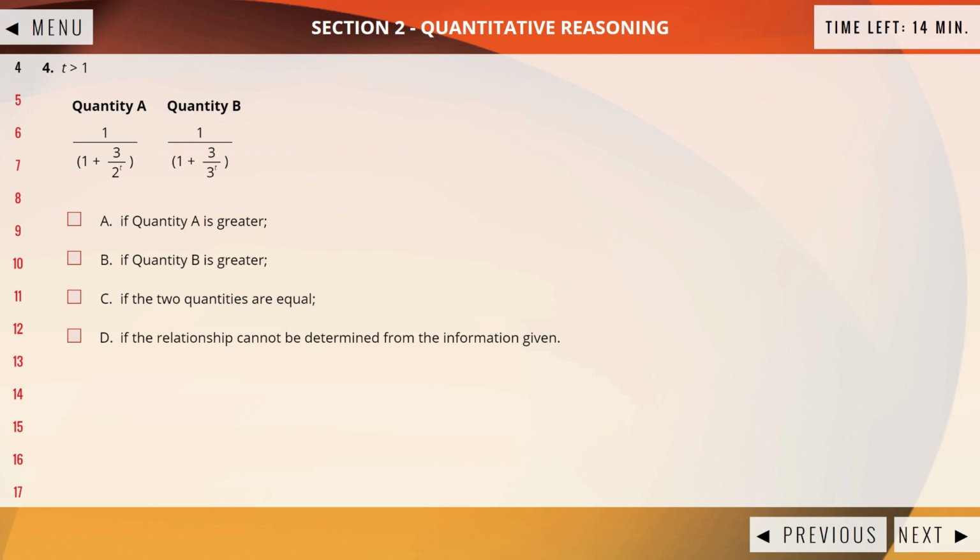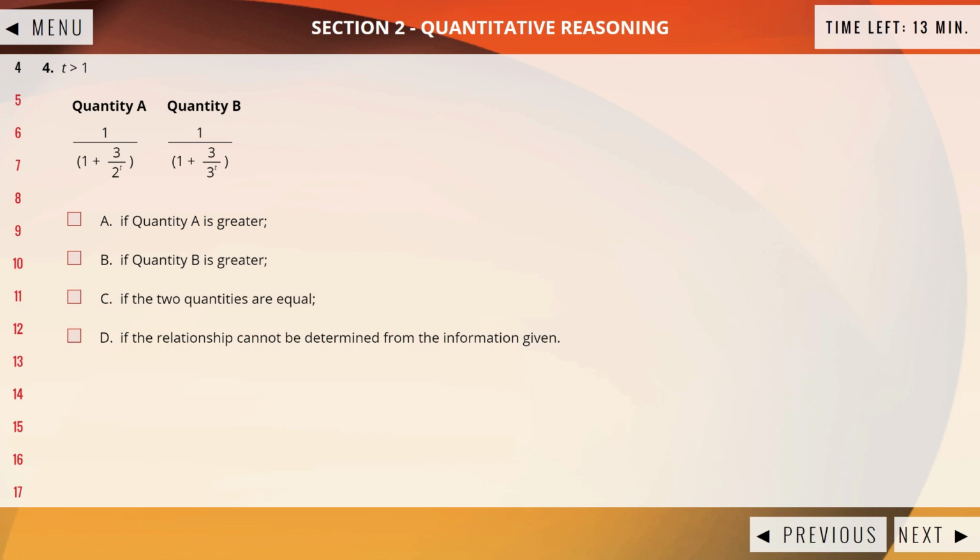Which is bigger? 1 over that or 1 over that? Well, let's just think about this logically. Given that t is greater than 1, if you look at the bottom, the only difference between those fractions is that you've got a 3 to the t and a 2 to the t. And 3 to the t, because t is greater than 1, has got to be bigger. And if 3 to the t is bigger than 2 to the t, that fraction, 3 over 3 to the t, is going to be smaller. In other words, the amount in quantity A, that 1 plus 3 over 2 to the t, is going to be bigger because it has a smaller denominator.